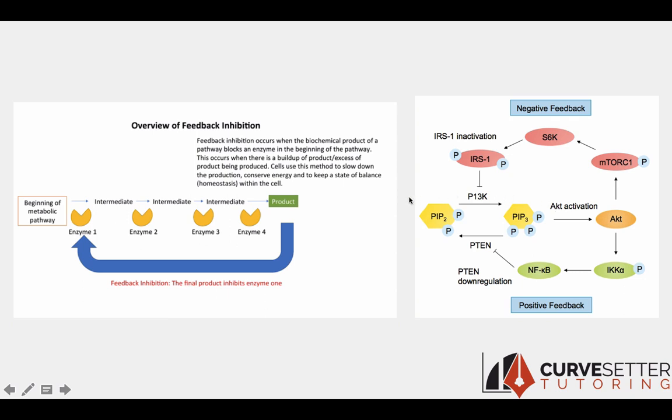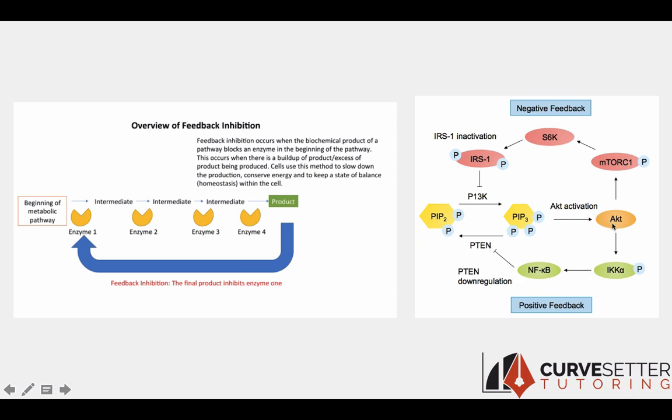So you see the pathway here is PIP2 going to PIP3, and then that's going to activate AKT, resulting in production of either this or this. So here's the positive feedback of the pathway.